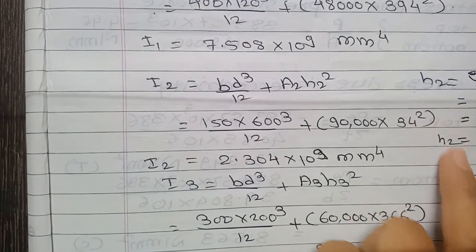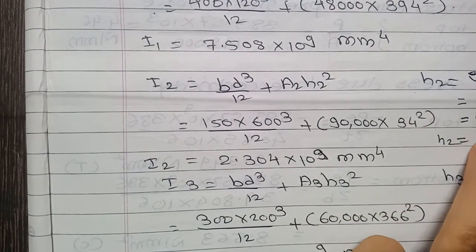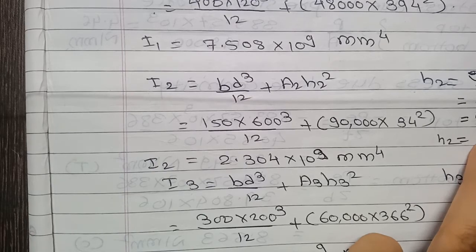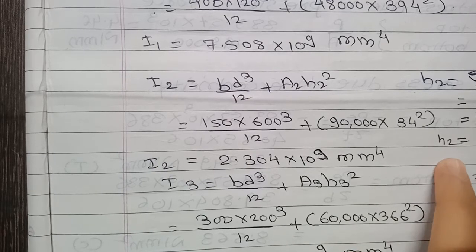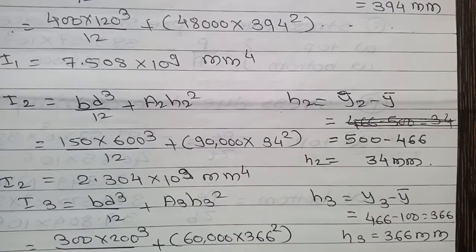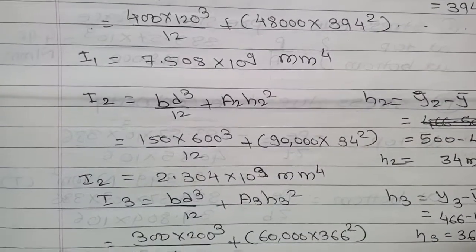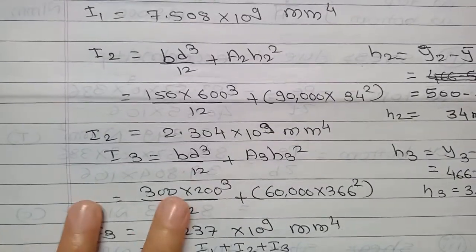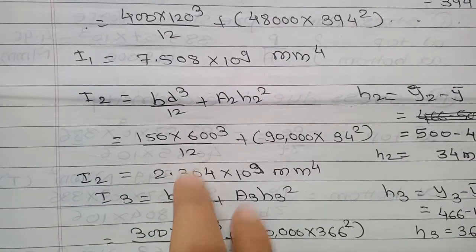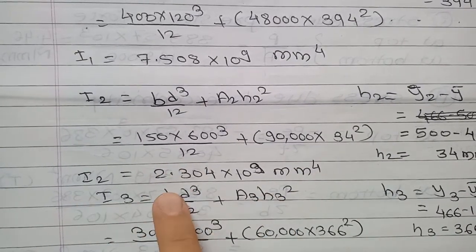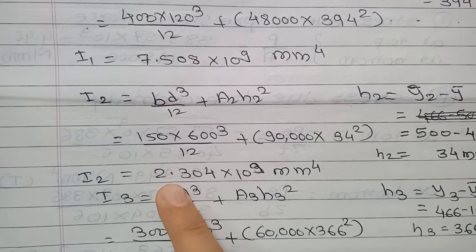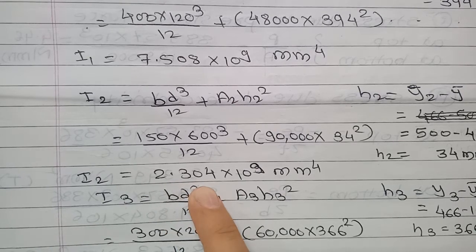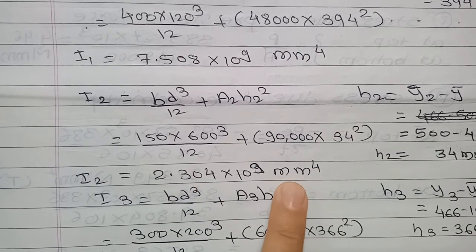First of all, find H2, that is Y2 minus Y bar. Y2 is 500 minus Y bar, that is 466. We got H2 is 34 mm. Put this value in I2 and calculate I2. We got I2 equals to moment of inertia for the web, that is 2.304 into 10 raised power of 9 mm raised to 4.